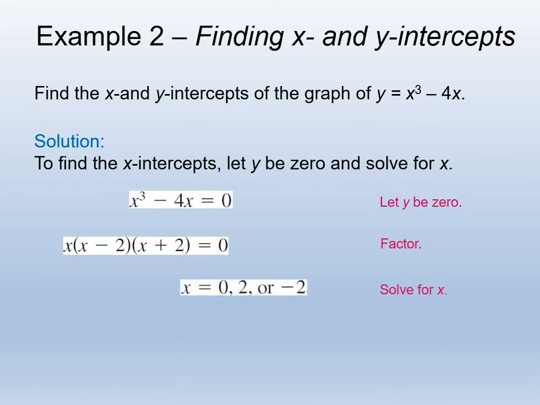So x equals 0 is one of them. Then when we solve x minus 2 equals 0, we get x equals 2 as a root. And then when we set x plus 2 equal to 0 and solve for x, we get negative 2 as a root. So our x-intercepts are 0, 2, and negative 2. All right, easy ones. Now, the y-intercept.